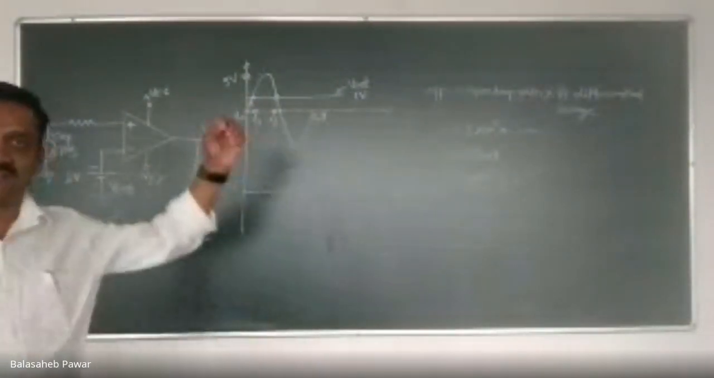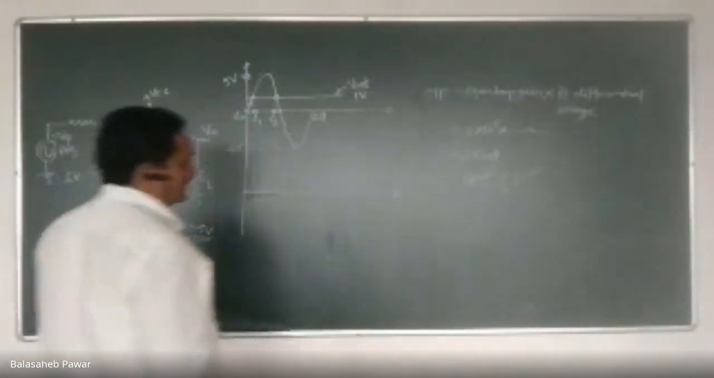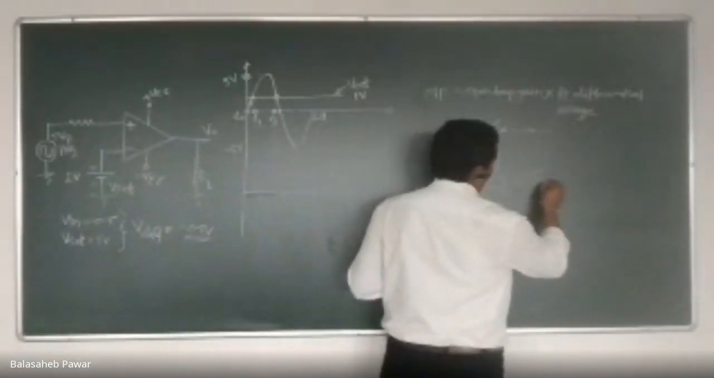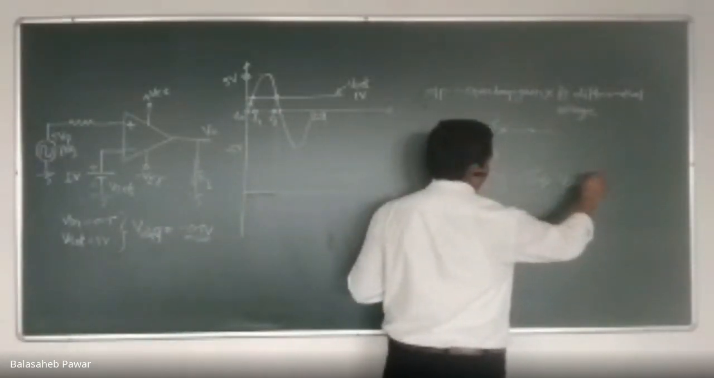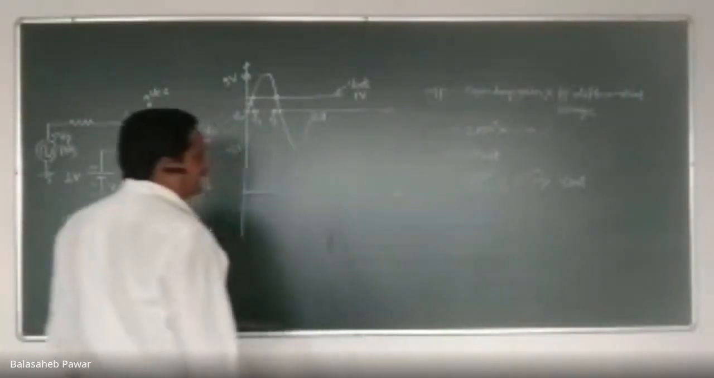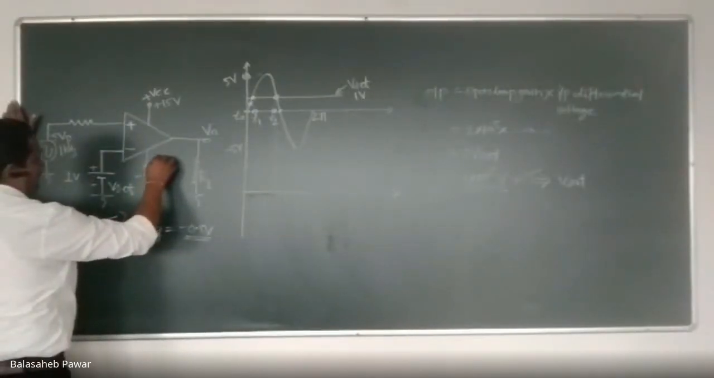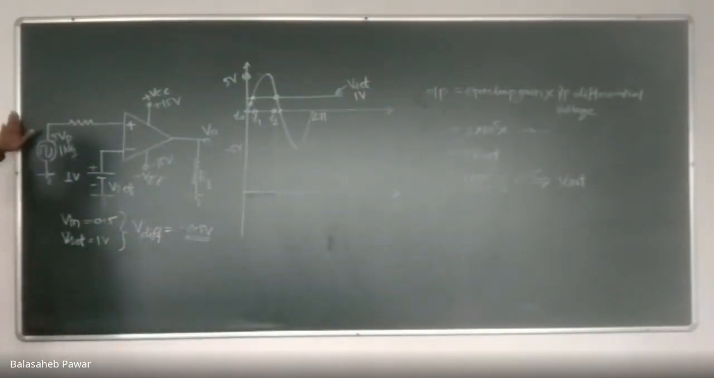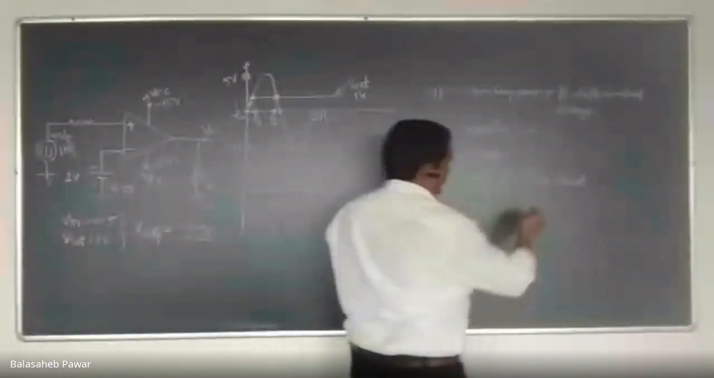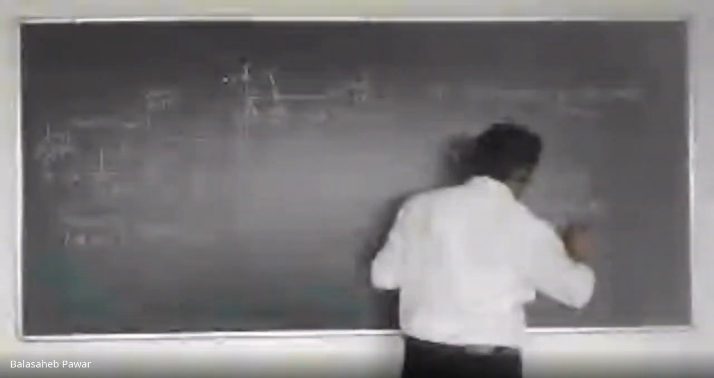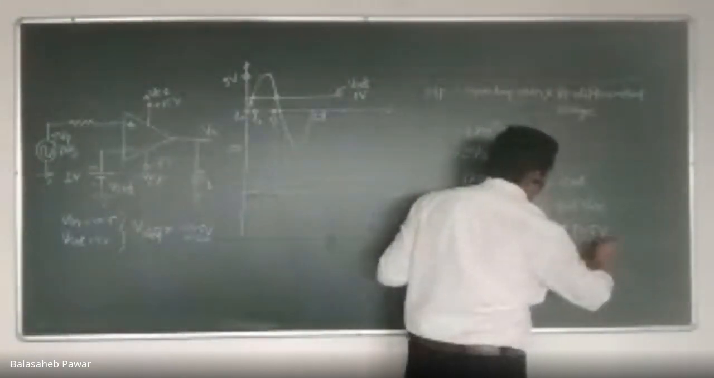But can we really obtain this much large output voltage? No. The maximum output voltage obtained from the op-amp is the saturated output. Correct? Agree? Yes, sir. So if the plus minus VCC used is 15 volts, then it will be equal to 90% of VCC, and that's why it will be plus minus 13.5 volts.